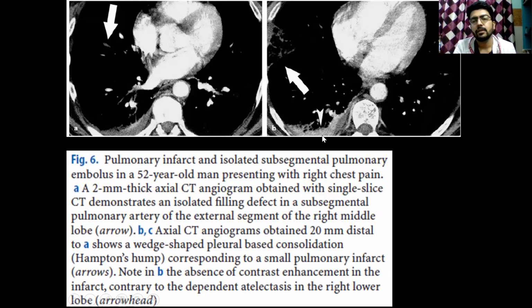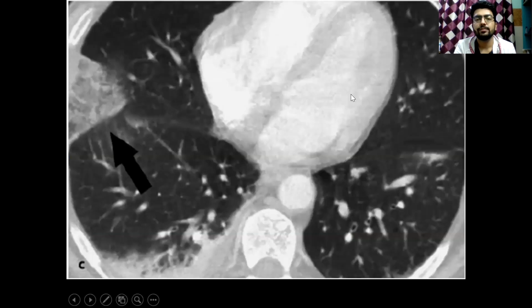subsegmental collapse. The small arrowhead is demonstrating a small pulmonary infarct or Hampton's hump. There is pleural-based consolidation as well. This is again a good demonstration of what Hampton's hump looks like. Infarct.